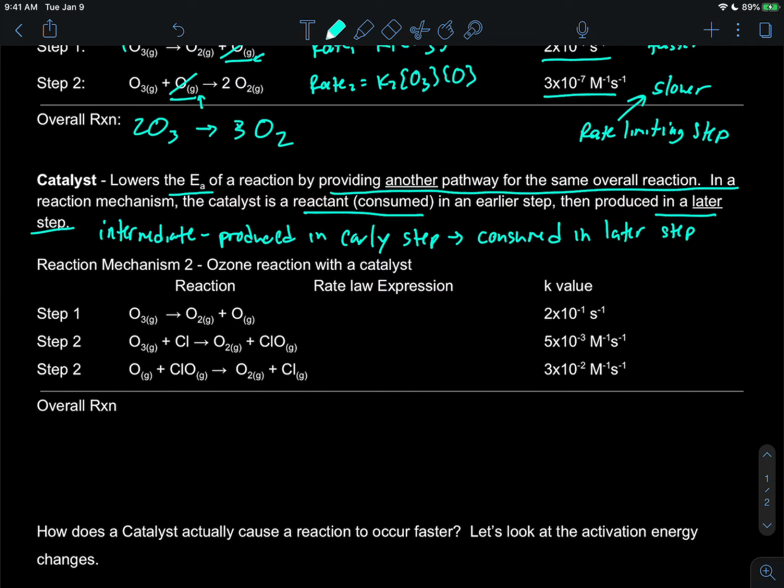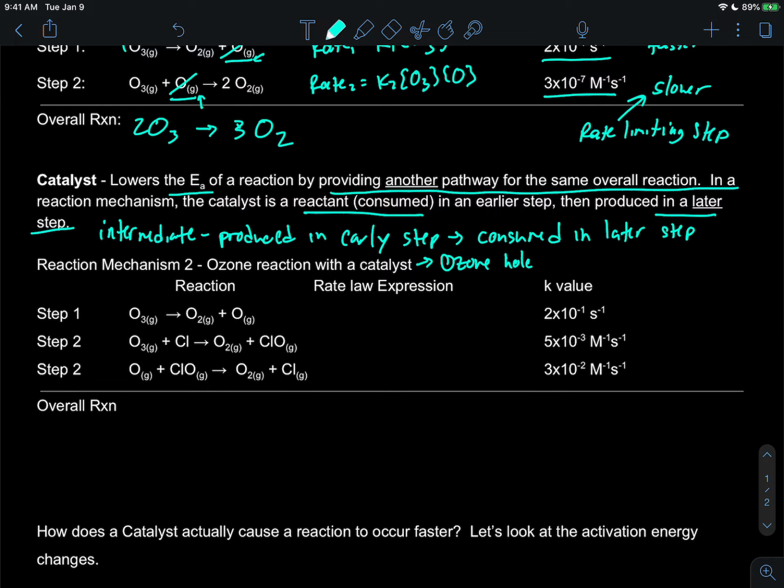So now if we look at our second mechanism that we have here, this is the ozone reaction with a catalyst. And this is actually the reaction mechanism that was proposed that dealt with the ozone hole over Antarctica. And we'll see it's because of just these simple chlorine atoms that are present in the atmosphere way, way up there that we get this ozone hole being formed.